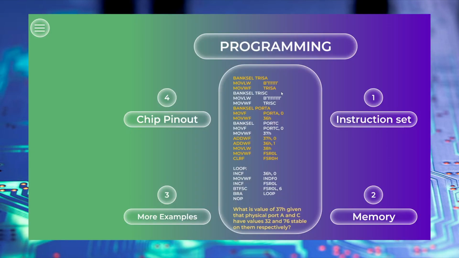This is a simple example of the exam-like questions that we are going to be looking at. So what this code does, it reads values from port A and port C, 32 on port A, 76 on port C, and adds those values together. It uses indirect addressing and stores the final value at 37H, and 37H is a general purpose register. While we are on memory, there are general purpose registers, special function registers, configuration registers, and so on. We are going to look at those in depth as the course progresses.